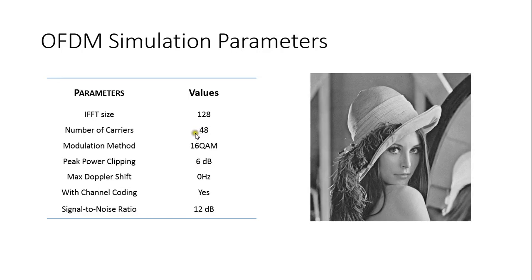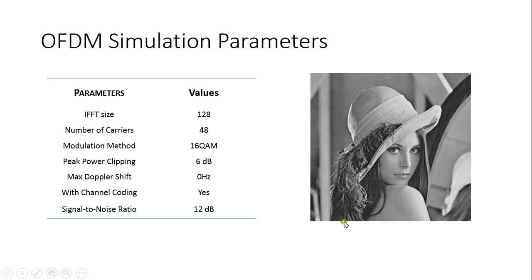And these are my OFDM simulation parameters. The parameters we can see here. The FFT size is 128. The number of carriers is 48. The modulation method is 16QAM, and peak power clipping is 6 dB. Max Doppler shift is 0 Hz, with channel coding, and the SNR is 12 dB.